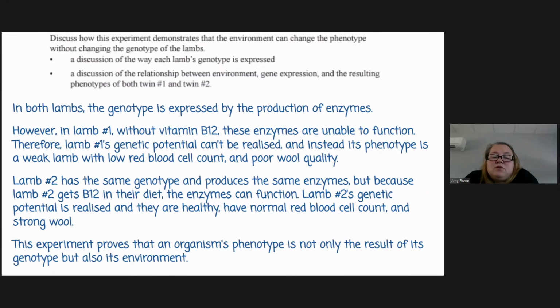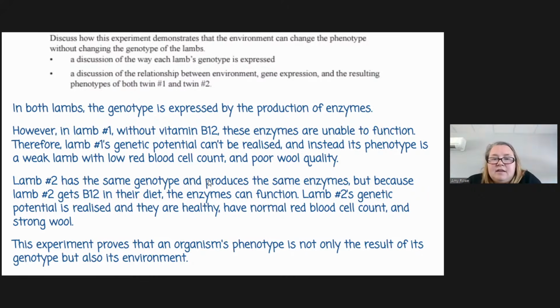In contrast, lamb 2 has the same genotype but has a different phenotype. It produces the same enzymes and it gets vitamin B12 in its diet. This means those enzymes can function as they should, so lamb 2 is able to reach its genetic potential. It's healthy, has a normal red blood cell count, and has strong wool. So this experiment proves that an organism's phenotype is not only the result of its genes, but also its environment.